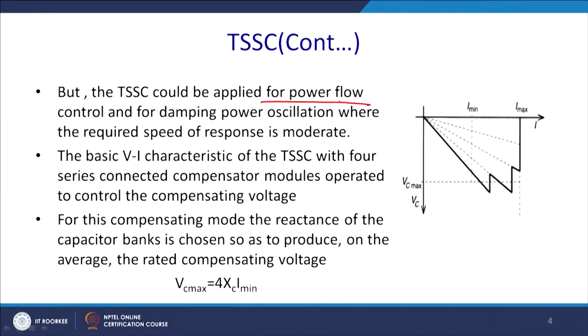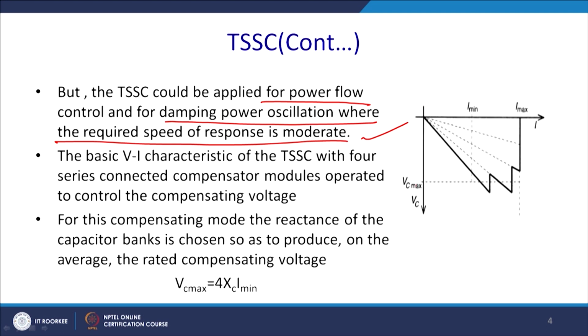It can be a combination of GCSC and TCSC, or a combination with the TSSC, which we have discussed, that is a versatile device, with which it can be coupled. Since it is thyristors, its control has a lot of limitations, but this TCSC could be applied for power flow control and for damping power oscillation where the required speed of response is moderate. This is where it can find its application.